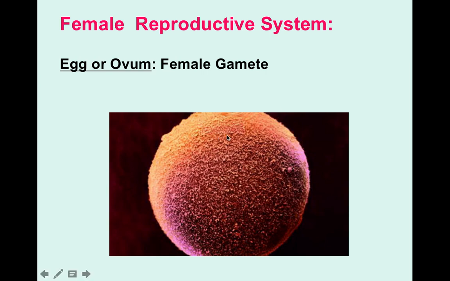Welcome back, class. Today we're going to continue our study of the human reproductive system by looking at the female structures and their functions. So we'll do a lot of comparison back and forth between the male and the female. If you remember, the male gamete was the sperm. In the female, we call the gamete or sex cell the egg or ovum. So that's another word you have to know: ovum.